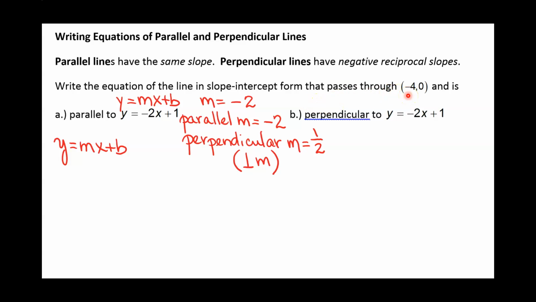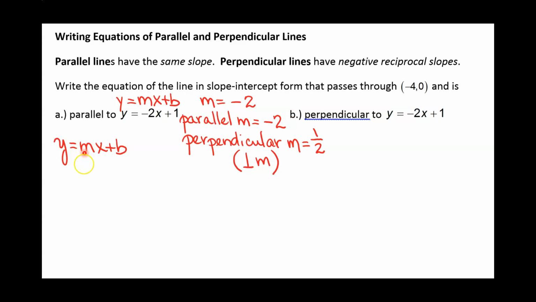So for this next example, it says find the equation of the line in slope-intercept form that passes through the point (-4, 0) and is parallel to y is equal to -2x plus 1. They didn't give me my slope. I need a point and a slope. But we can look at this and we can see the slope of this line is -2. And if my line is parallel to that, then that parallel slope also has to be -2.